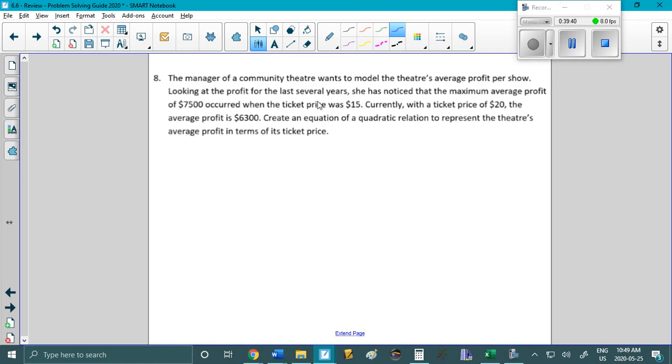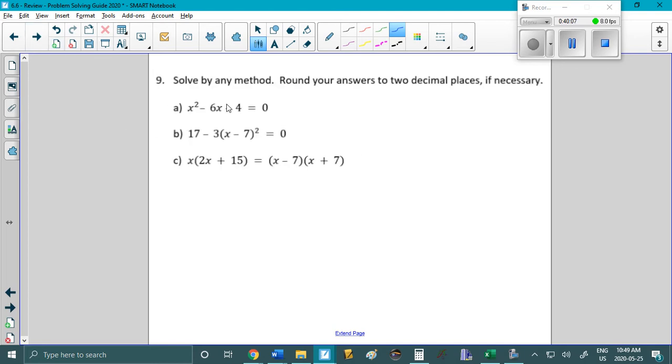Currently, looking at the profit for last several years, notice the maximum average profit. So this tells you a part of the parabola, right? If this is the max, what does that tell you? Currently, with this and this, they have an average profit. Ticket price 20, profit is 6,300. Create an equation that shows the profit. Okay, so this is a solve for A situation. You have the vertex, you have a point, solve for A.